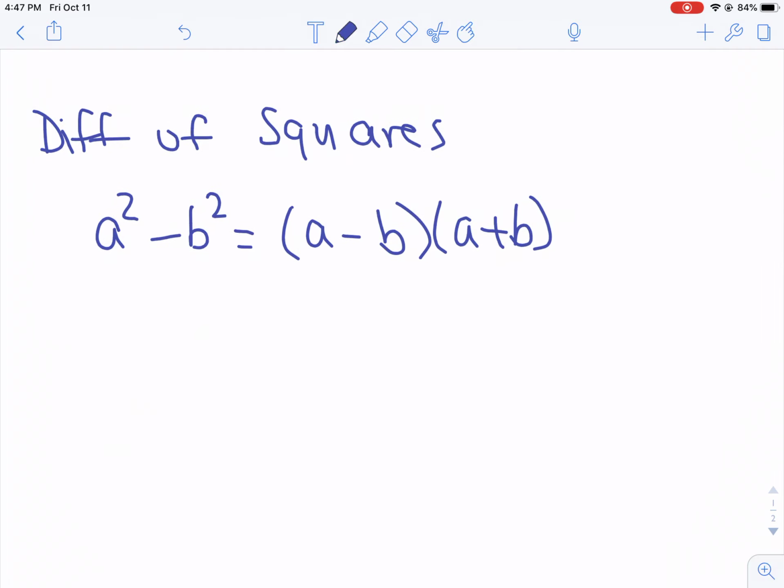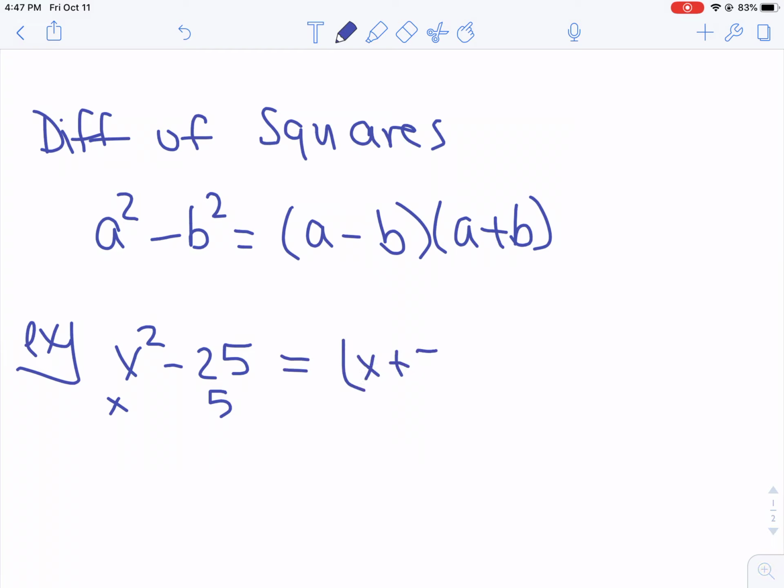So we did a couple of examples in class. If I have x squared minus 25, well, the square root of x squared is x, and the square root of 25 is 5. So this is going to factor into x plus 5, x minus 5.